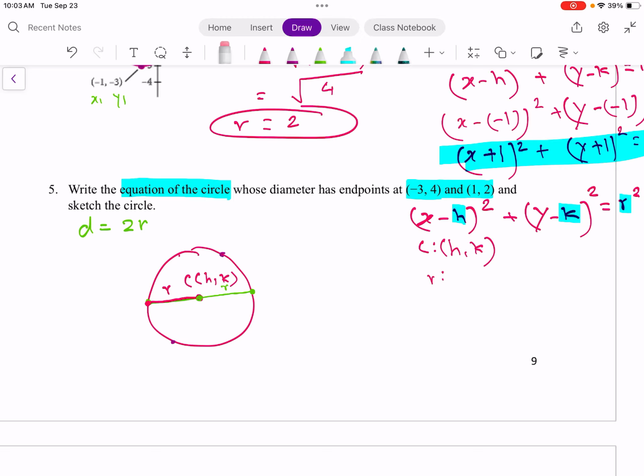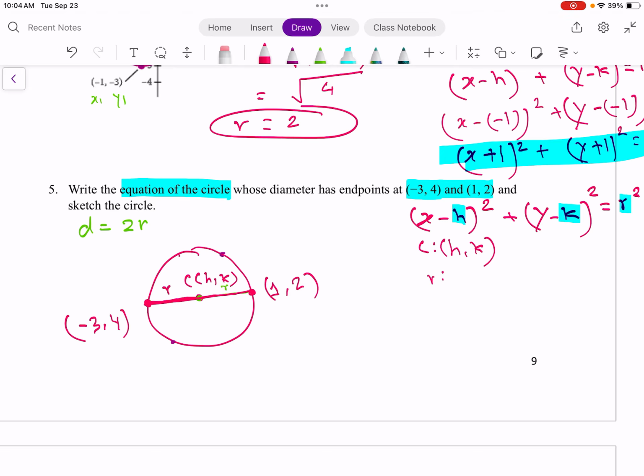So this is our diameter, and the endpoint is given as (-3, 4). This diameter has two endpoints. This is one endpoint, this is the other endpoint. This whole straight line passing through the center makes a diameter. So the coordinate of one point is (-3, 4), and the coordinate of the other end is (1, 2). Our target is finding the center and radius.